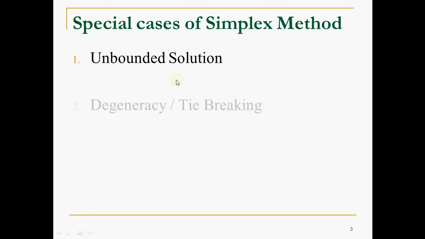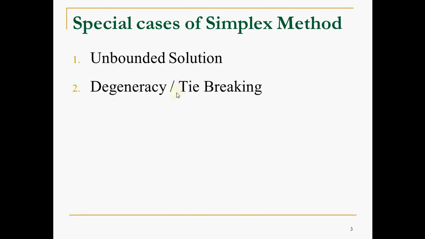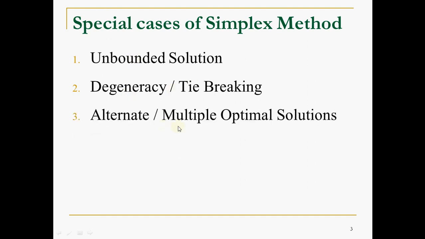Coming to the various special cases of the simplex method, they are unbounded solution, degeneracy or tie breaking, alternate or multiple optimal solutions, and infeasible solution. These are treated as special cases of the simplex method. Let us understand them one by one.